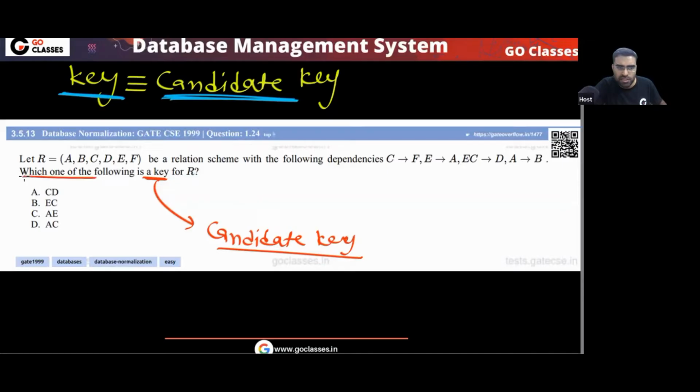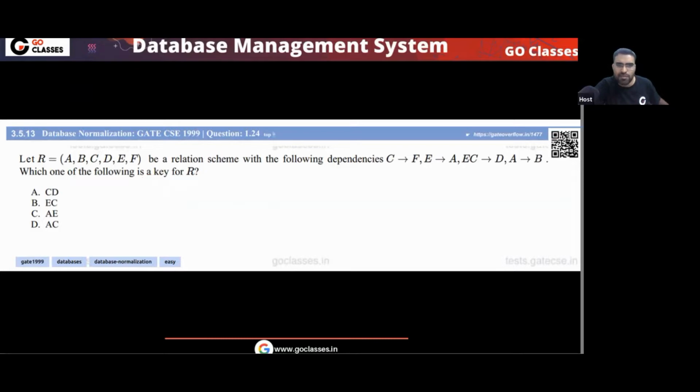So here the question is asking which of the following is a candidate key. So how to solve this question? You can eliminate the options. First you check, is there any attribute which does not appear on the RHS? Let's check. Which attribute is not appearing on the RHS?